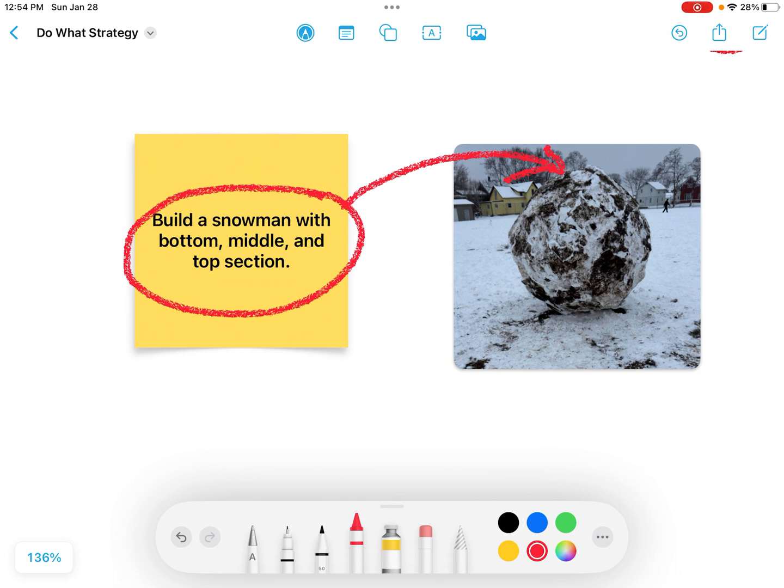And this is so common when we give our students instructions that they may not attend to all the different tasks. If there's multi-steps, they might struggle with that. And also for us as learners too, I know for me, the Do What strategy helps me really zoom in and focus on my task.